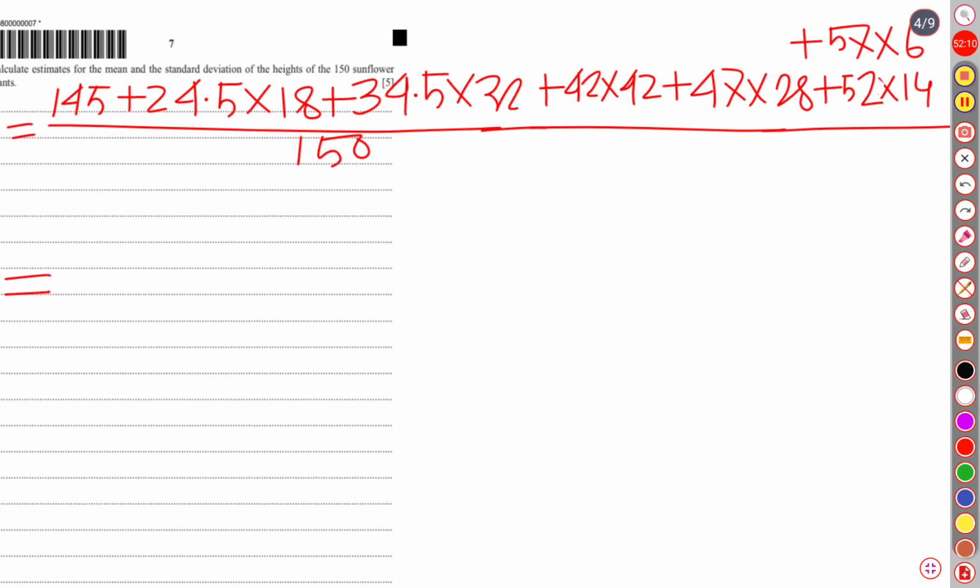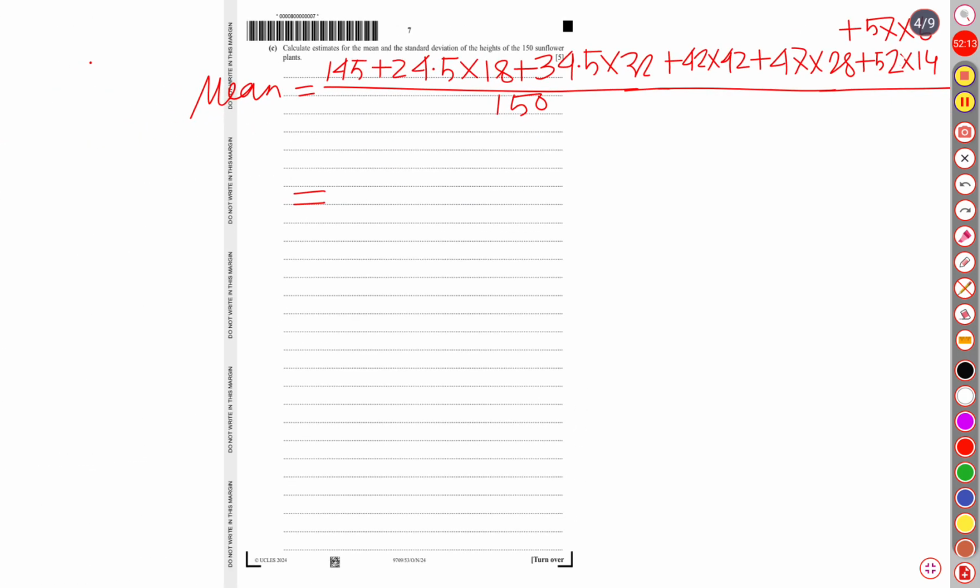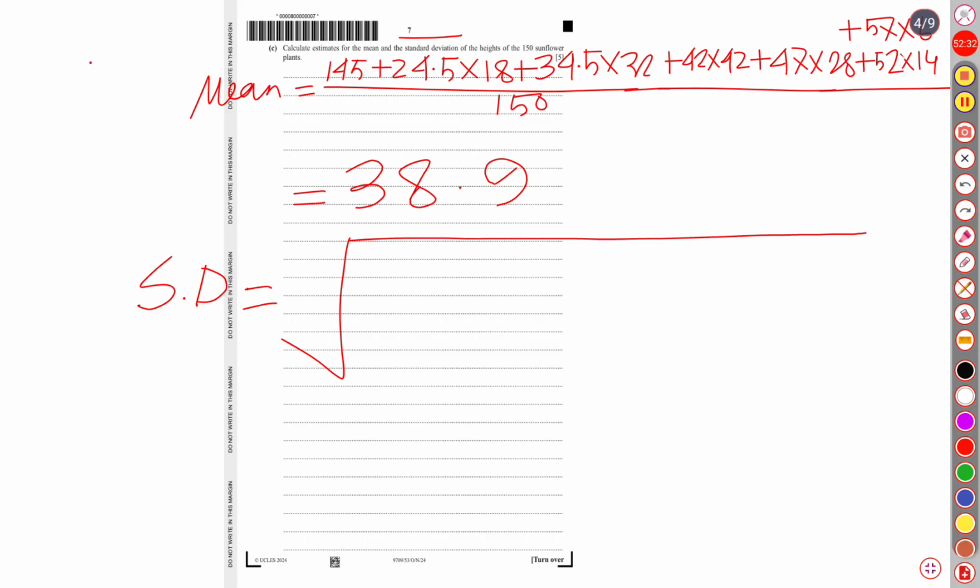38.9 is our mean value. Then they have told us to find the standard deviation also. So standard deviation is the square root of, all of these x values, mid values, will be squared.